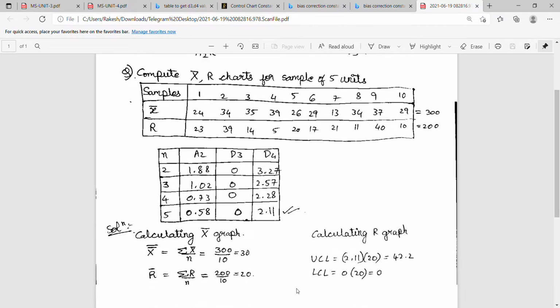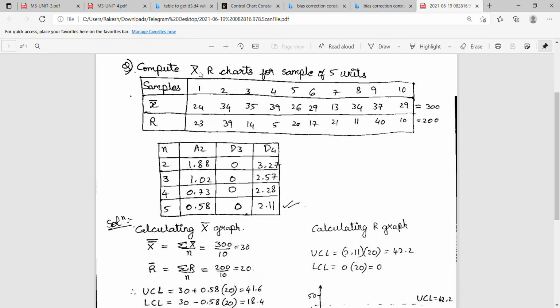Coming to the question, they ask us to compute X bar and R charts for a sample of 5 units, which means the n value is 5. When we go to the table and check n equal to 5, we take the A2 value as 0.58, D3 as 0, and D4 as 2.11. The remaining values we won't consider.